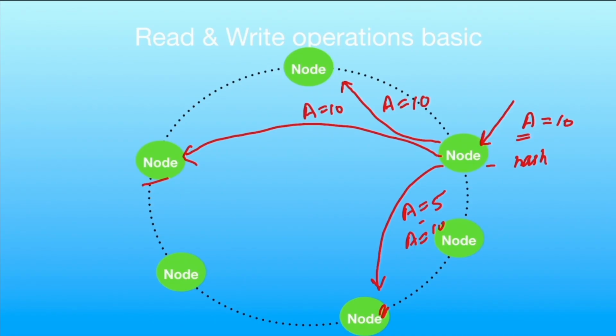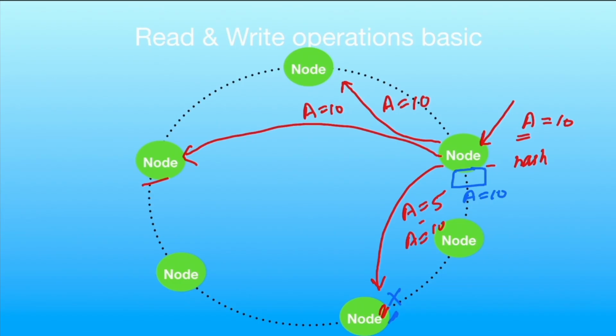Now assume a scenario where we are going to write a value on a particular node. The request has gone to this node, this node and this node, and assume that somehow this node is not available at that moment and the write operation on this node is dropped. What the coordinator node will do is keep track of this record. It will note that the value of a equal to 10 has to be updated on this node, and this mechanism is known as hinted handoff.